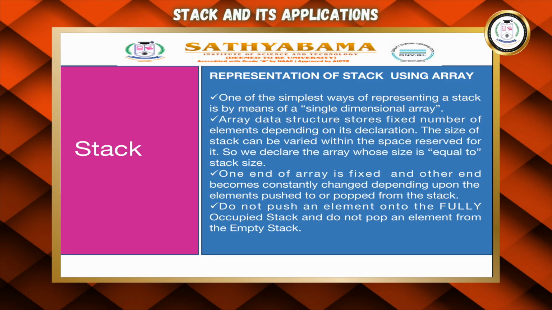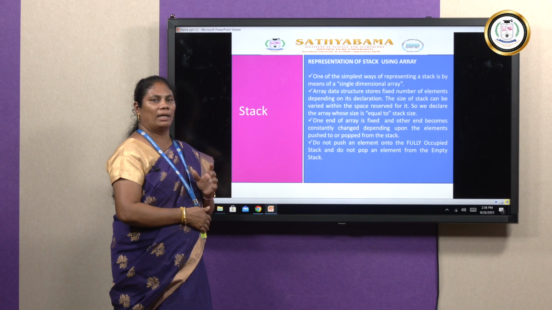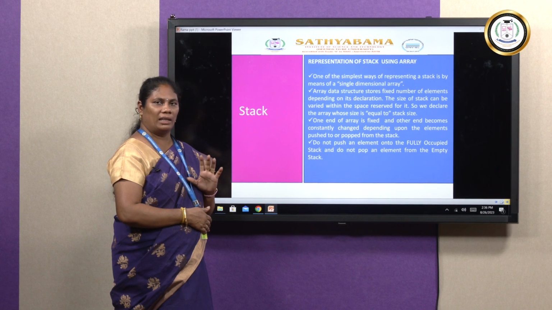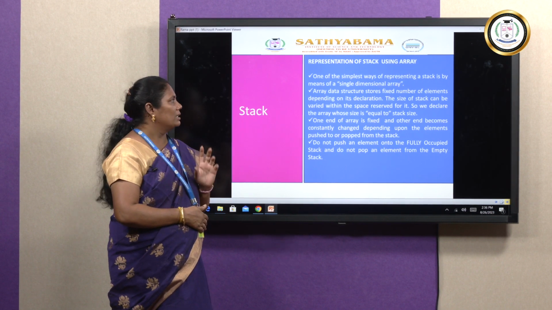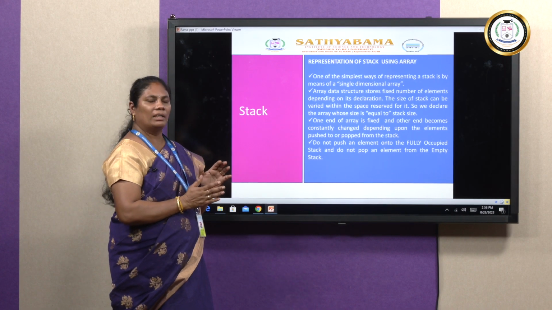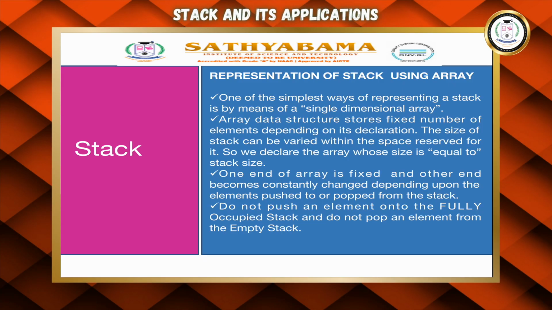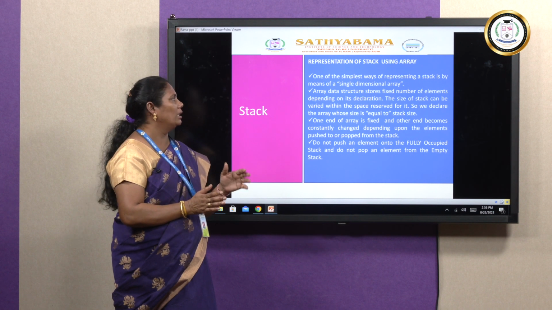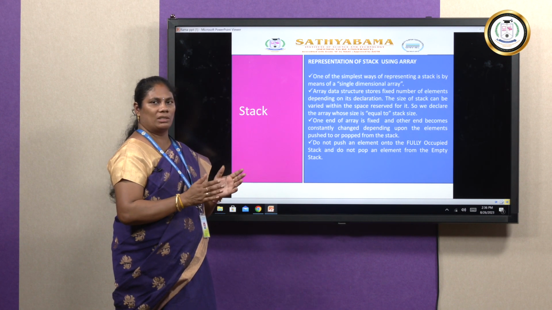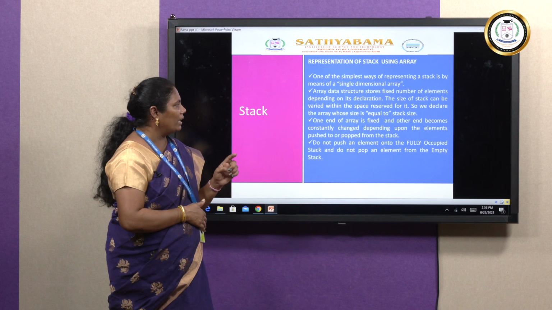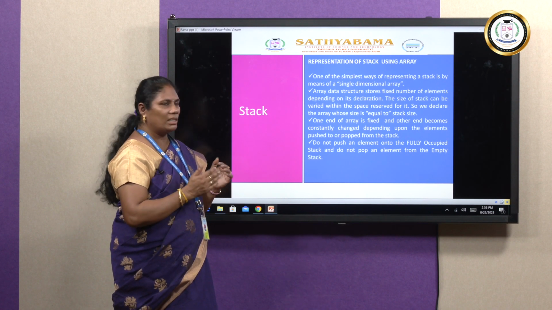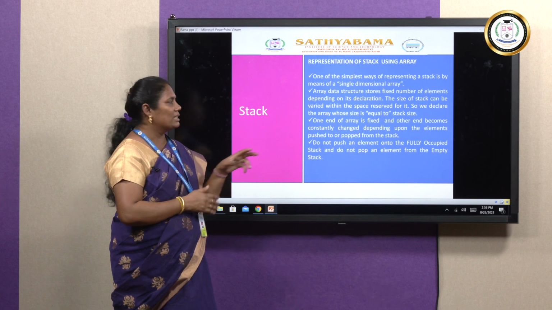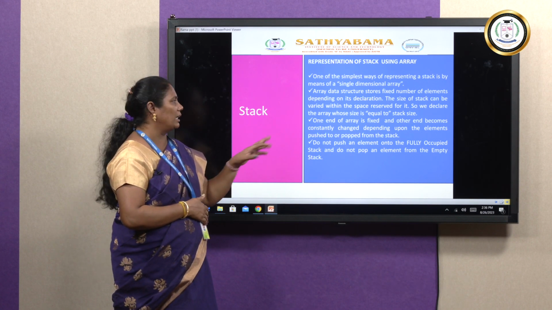The next topic is representation of the stack using an array. Different representations are there. The first representation of the stack using an array is the single dimensional array. A single dimensional array stores a fixed number of elements. That is, when you store data in an array, it must be a fixed number of elements. It depends upon the declaration, where the size of the array is equal to the stack size.